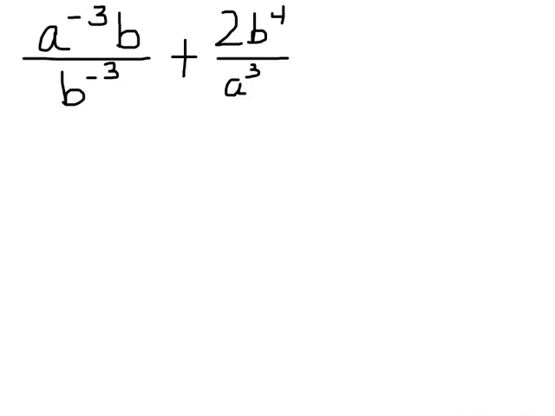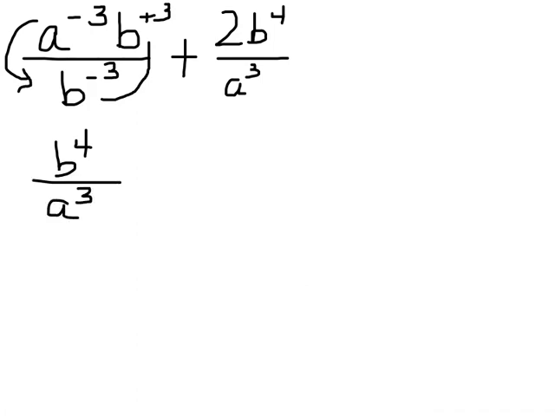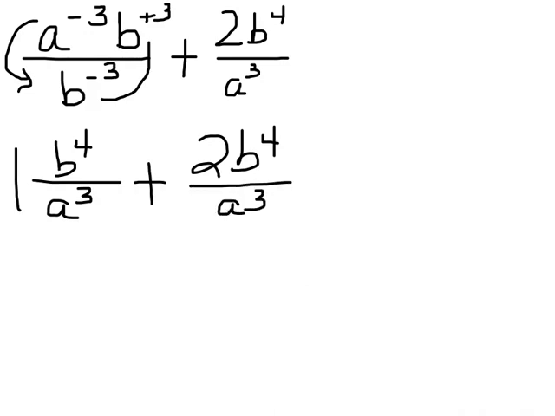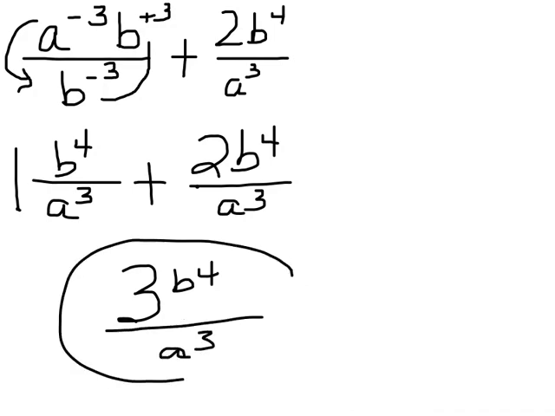All right. If I bring this b to the negative 3 up, it's going to be plus 3. So I'm going to have b to the 4th on top. And if I bring this one down, it becomes a to the positive 3. We'll put a 1 in front of that. Plus 2. And I've got the b to the 4th and the a cubed down here. And I can add 1 plus 2 is 3b to the 4th over a cubed as my final answer.